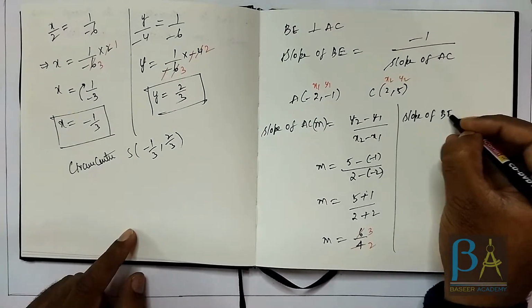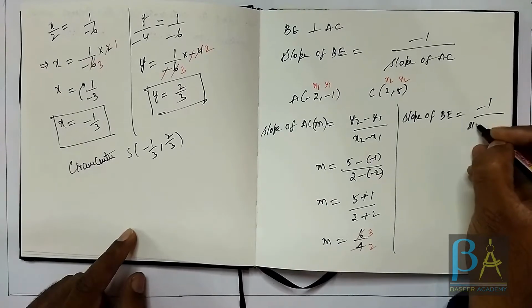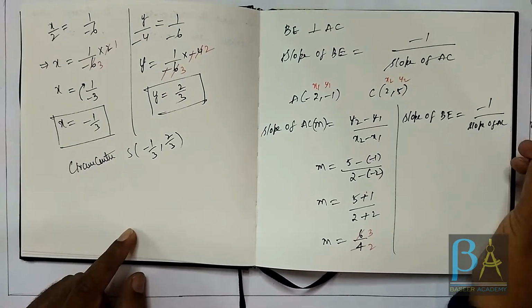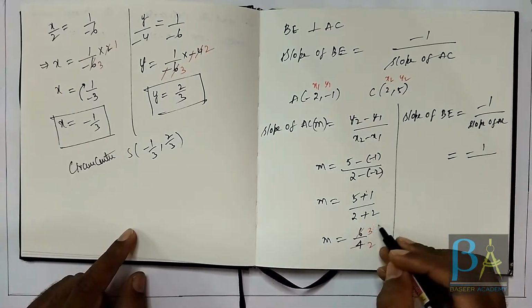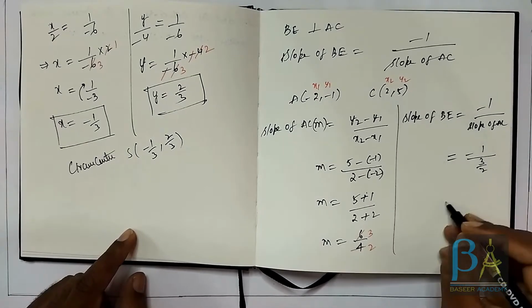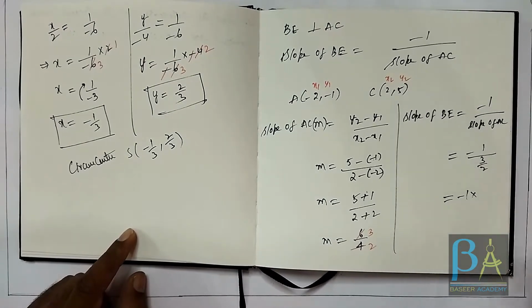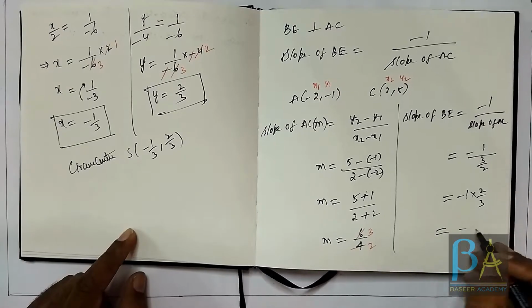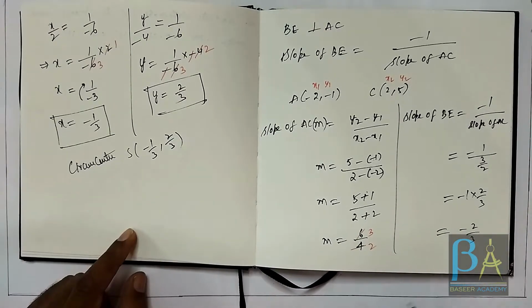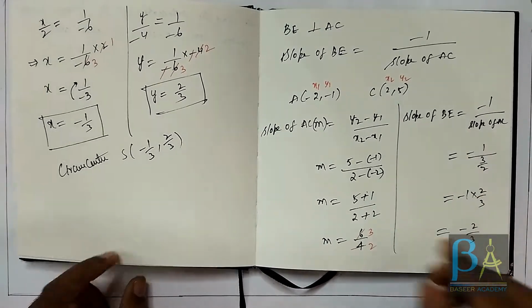What would be slope of BE? Slope of BE is minus 1 by slope of AC. And what is slope of AC? It is 3 by 2. Now 3 by 2, if it goes to the numerator, it becomes reciprocal. It becomes 2 by 3. 1 into 2 is 2 by 3 as it is. So you got the slope of BE.